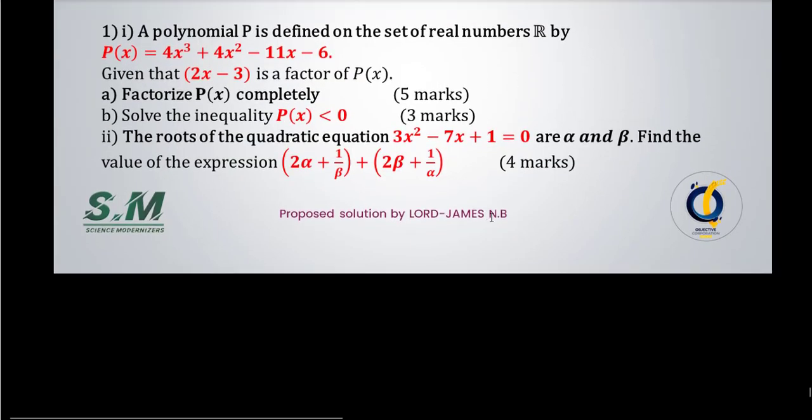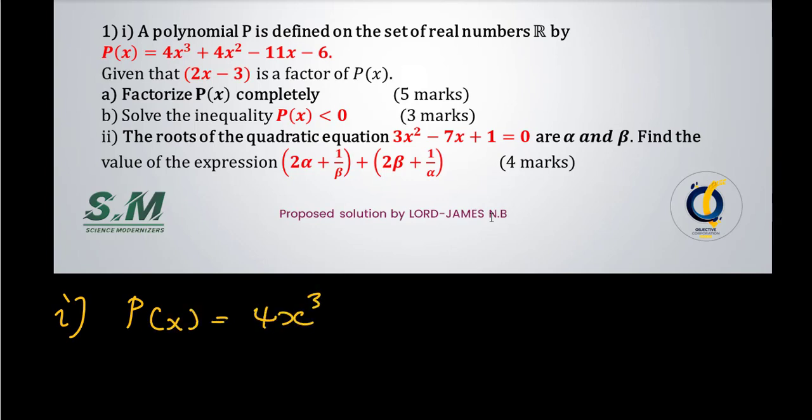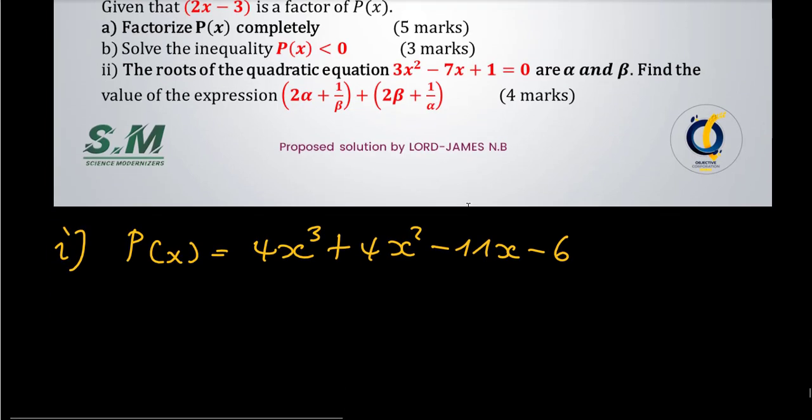Okay, so let's begin with Roman 1, that's the A part. We have the polynomial p of x equals 4x cubed plus 4x squared minus 11x minus 6. Given that 2x minus 3 is a factor of p of x, factorize p of x completely. So here we have to express this polynomial as a product of its factors. In order to do that, we are going to use synthetic or Euclidean division, that is long division in simple terms. So the factor is 2x minus 3.